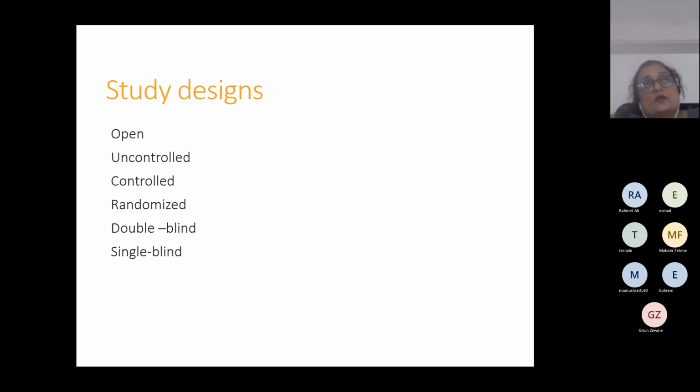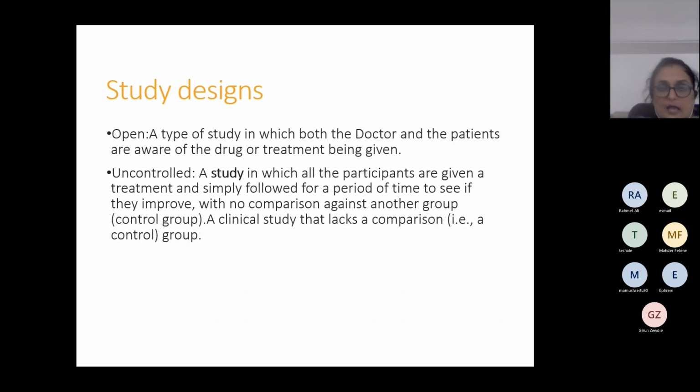This was with respect to the different clinical trials. Now, when you talk about the various studies, and especially the reference papers, you will come across terminologies like open trial, open blind trial, uncontrolled trial, double blind trial, and all these things. So, what do you mean by these types of study designs? If it is an open trial, that means this is a type of study in which both the doctor and the patients are aware of the drug or treatment being given.